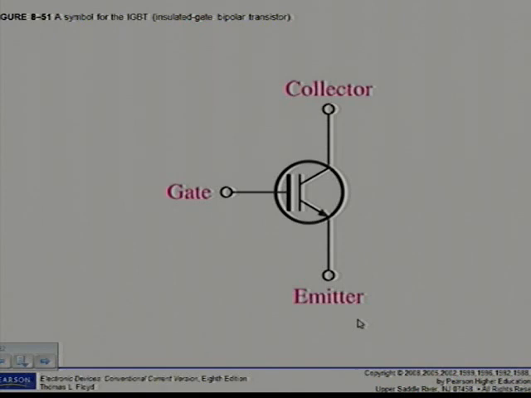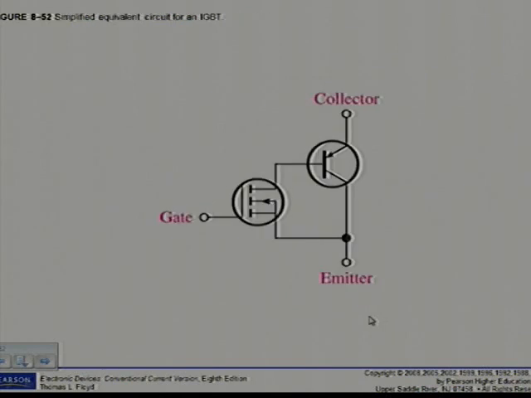A simplified equivalent circuit for an IGBT is shown in figure 8.52. The input element is a MOSFET and the output element is a bipolar transistor. When the gate voltage with respect to the emitter is less than the threshold voltage, the device is turned off. The device is turned on by increasing the gate voltage to a value exceeding the threshold voltage.